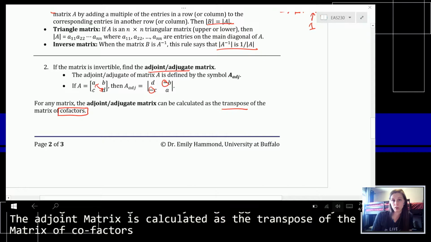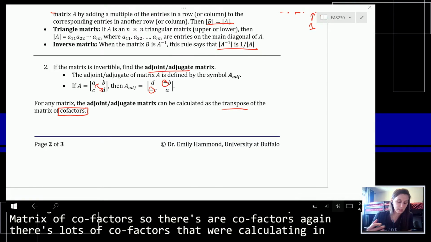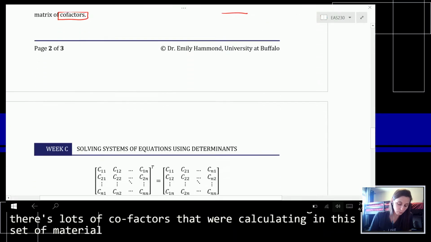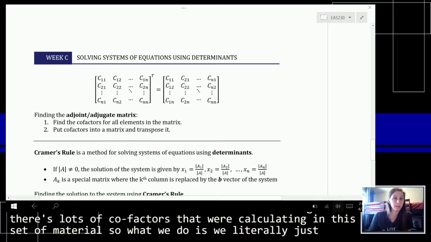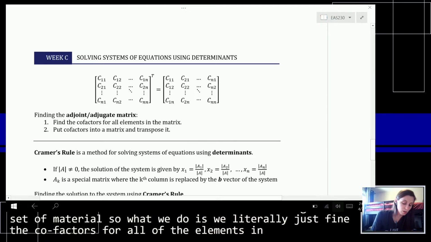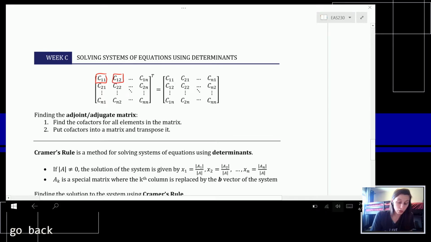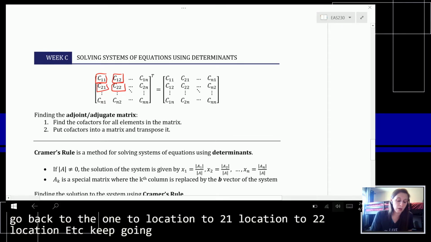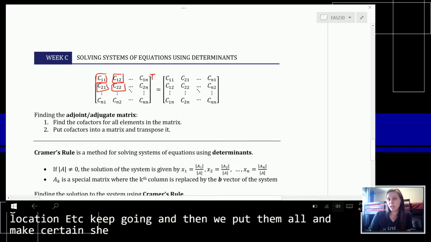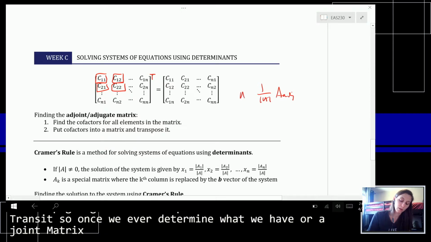So there's our cofactors again. There's lots of cofactors that we're calculating in this set of material. So what we do is we literally just find the cofactors for all of the elements in our matrix. We find the cofactor for the 1,1 location, the 1,2 location, the 2,1 location, the 2,2 location, etc. Keep going, and then we put them all in the matrix and transpose it. That's our adjoint matrix. So once we have our determinant and our adjoint matrix, we can find A inverse.